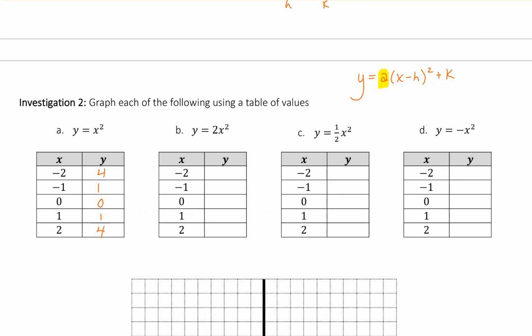What I want you to do now is go through B, C, and D and plug in those x values into your equation in order to fill out the table of values. And once you have that, play the video again to check your answers.